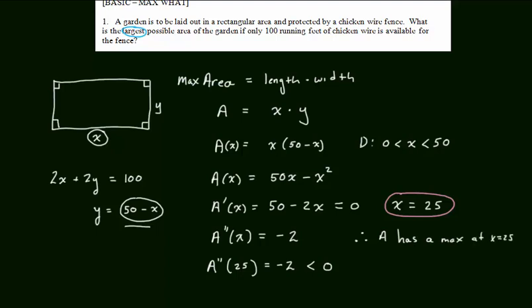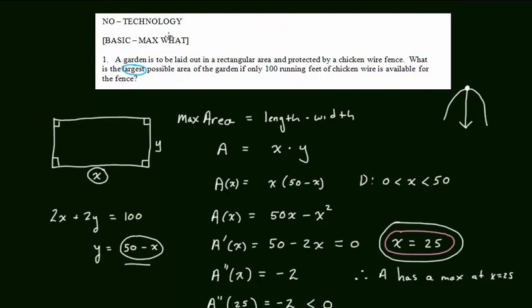Now why absolute max? Well, there is only one critical point. And at that critical point, we found that it's concave down. So not only is it a local max, it must be the absolute max. And we still have not answered the ultimate question. And the question here, if I scroll up just slightly, it says max what? Not where. The where is 25. The what is the maximum area?